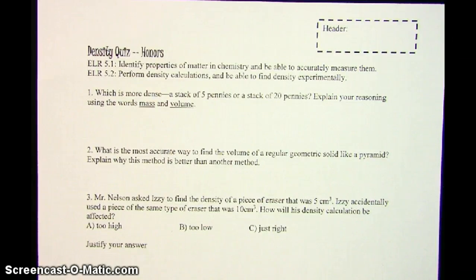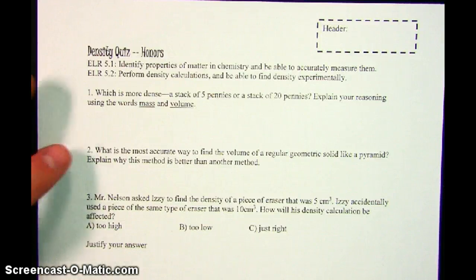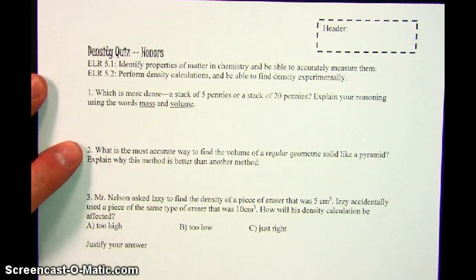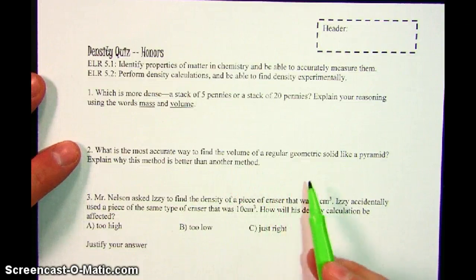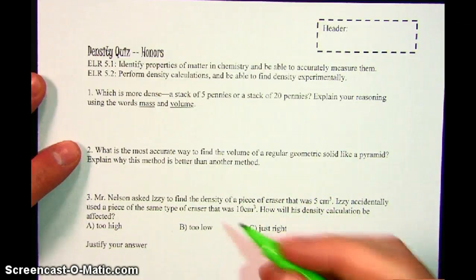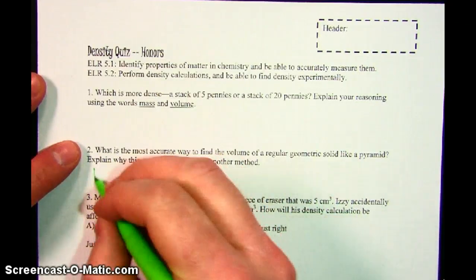I'm not going to go over every single question, rather, but I do want to start and just talk about a few of them. Number 2 is where I'm going to begin. On this question, what I was going for was asking you to tell me which way of finding volume would be best for a regular geometric solid like a pyramid. The answer that I was going for was the displacement method.